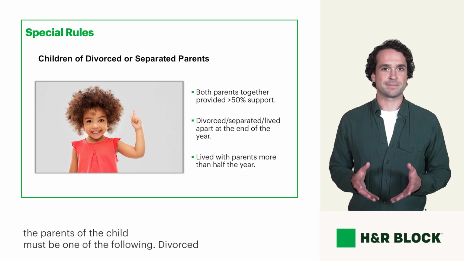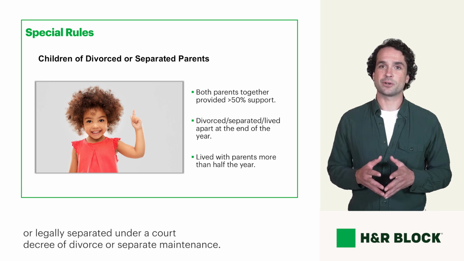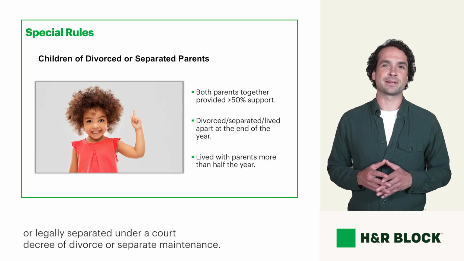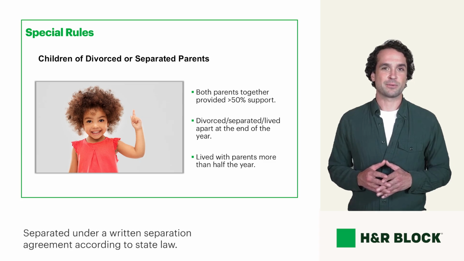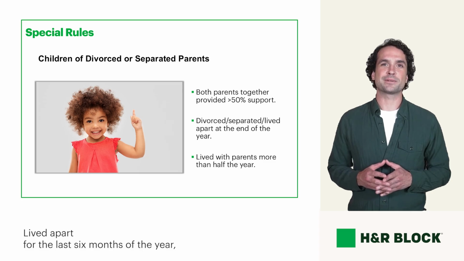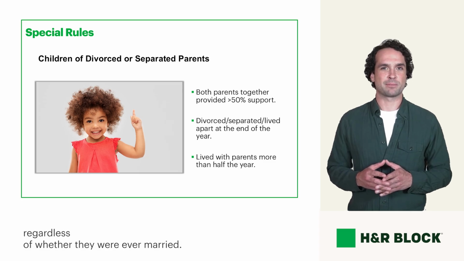To use these special rules additionally, at the end of the year, the parents of the child must be one of the following: divorced or legally separated under a court decree of divorce or separate maintenance; separated under a written separation agreement according to state law; or lived apart for the last 6 months of the year, regardless of whether they were ever married.